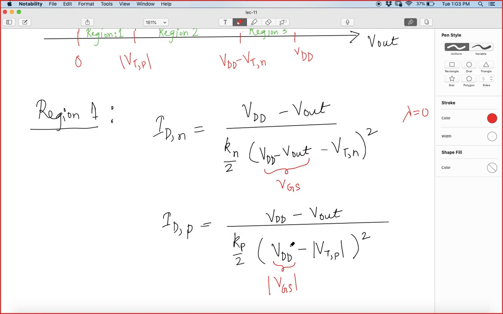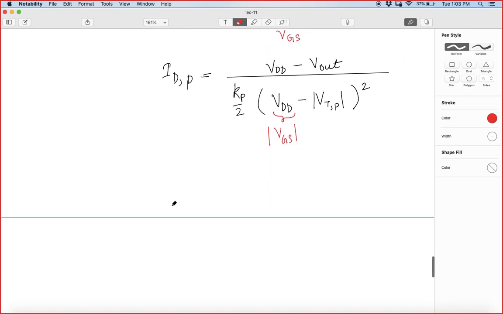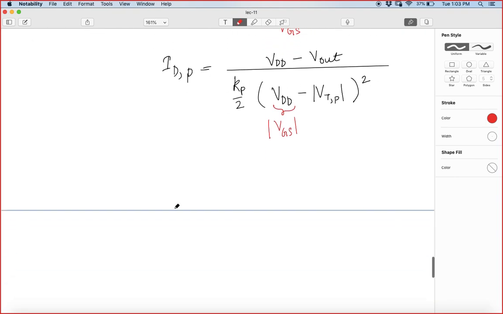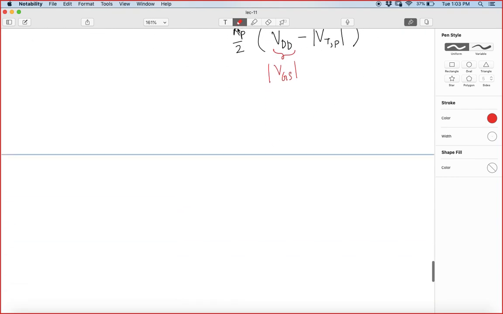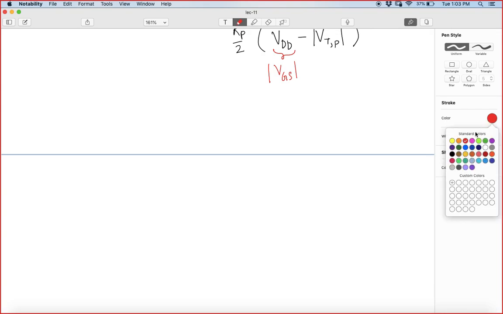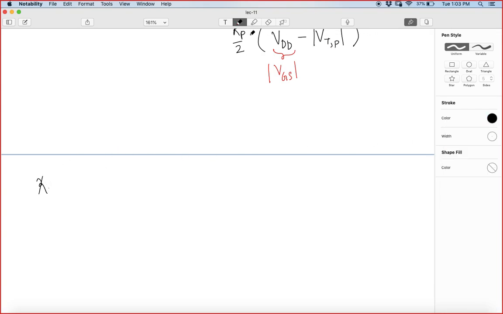Is this clear? Okay, I hope it's clear. So let's go to region 2. I'm extending a little bit because I started the class a little late. I hope you don't have class now. Region 2, I'll just finish it in the next 5 minutes.